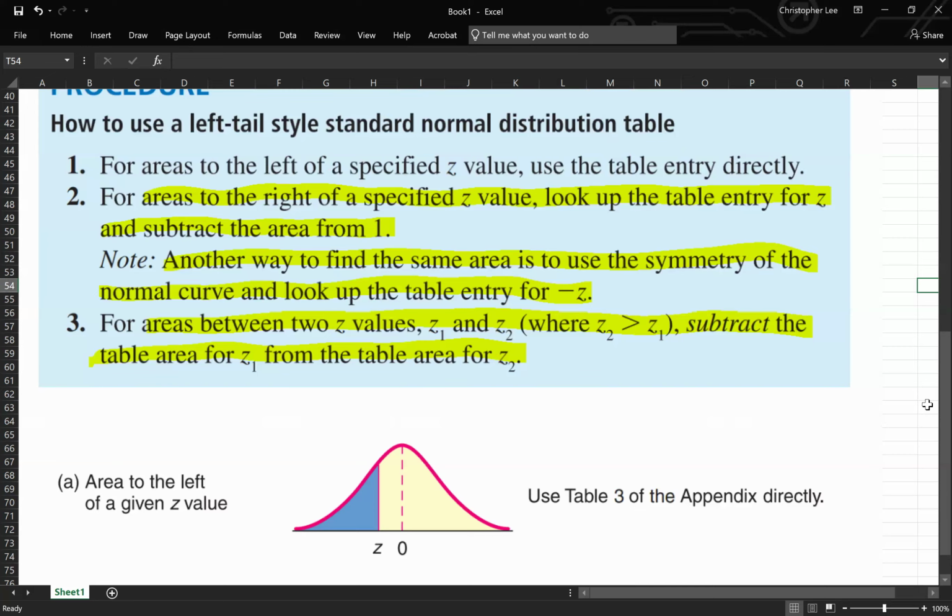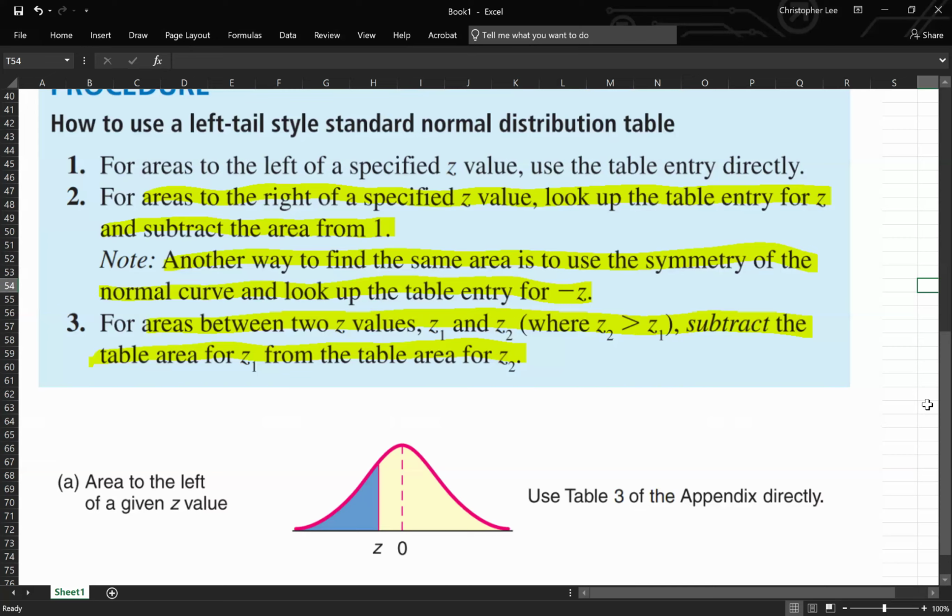This hint is a little bit confusing, right? So basically it's saying if I asked you what's the probability of z greater than 1.23, what they're trying to say is, oh, you could look up negative 1.23, and then that would be the answer to the question. It's a little confusing though, so I don't want to confuse you with that.